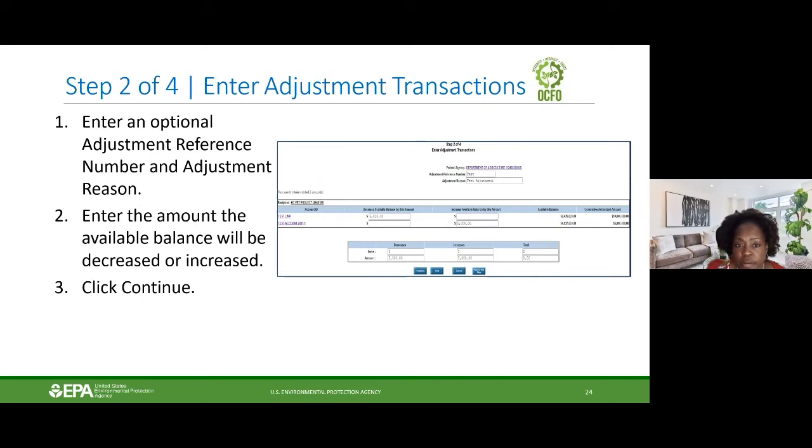Next, you would enter the amount. The available balance will be to decrease and increase. Next slide.